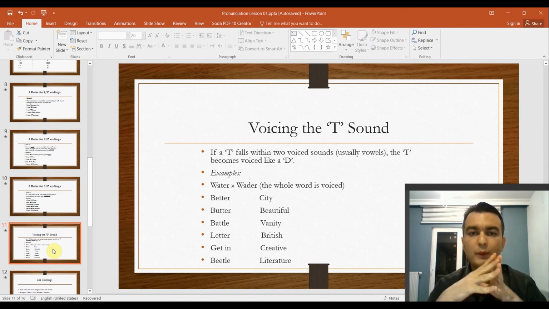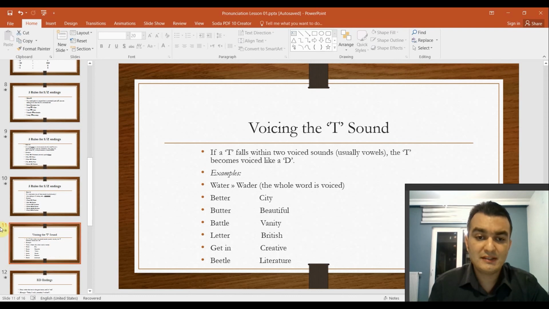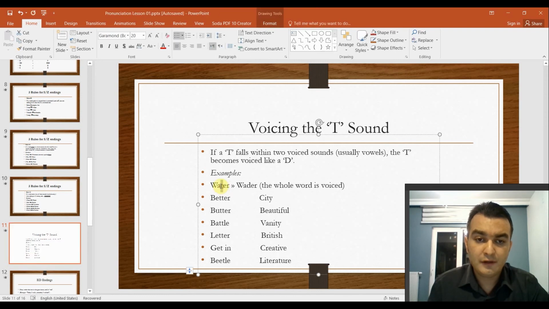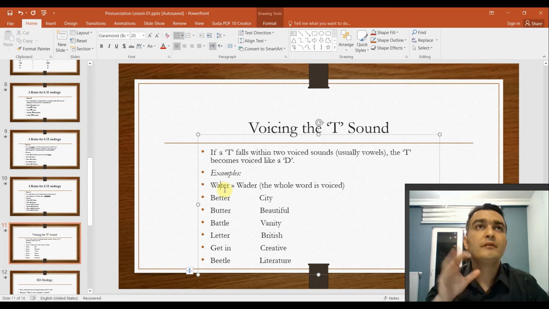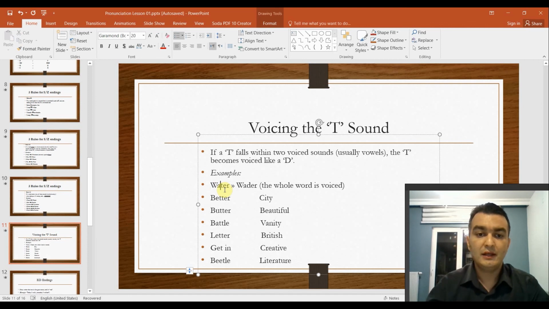For example, we have water in British, and then in American, they say water. Why? Because t, as you can see here, falls between two vowels, like a, like e. A voiced, e again voiced. So water. See? Better. Again, the t sound falls between two vowels, let's say e here, okay? And becomes better in American.